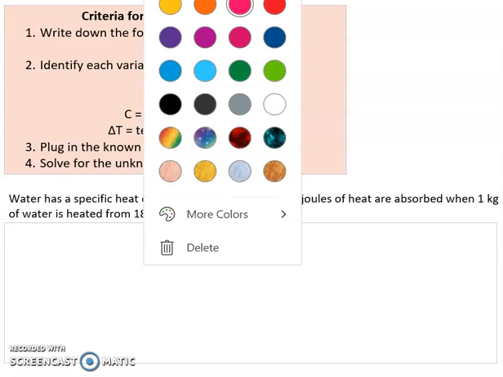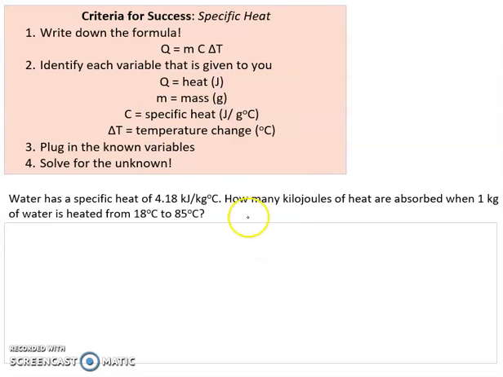All right, so the first step in these problems of specific heat, write down the formula. The formula is right here, so I'm going to write it down here. Be a little patient with me. Q is equal to M times C times delta T. All right, check, number one.